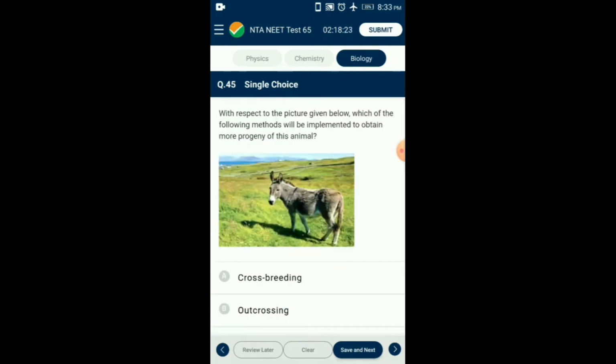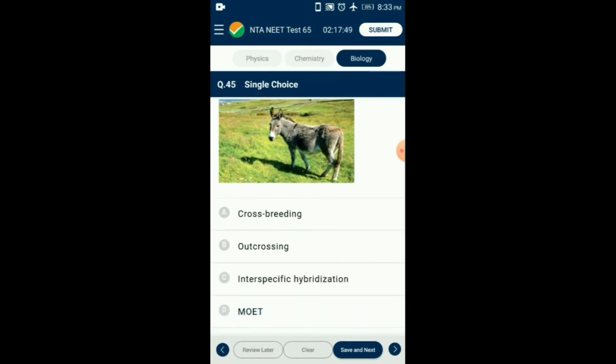Question number 45. With respect to the picture given below, which of the following method will be implemented to obtain more progeny of this animal? Interspecific hybridization. In this method, male and female animals of two different related species are mated. In some cases, the progeny may combine desirable features of both the parents and may be of considerable economic value. Example, mule. The given picture is that of mule. So the answer for this question is option C, interspecific hybridization.